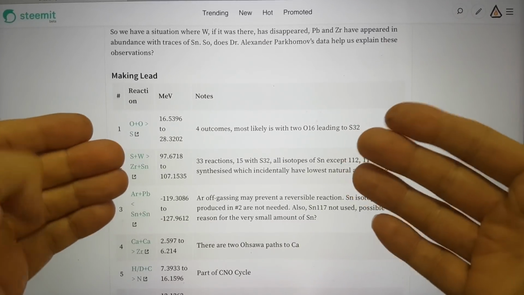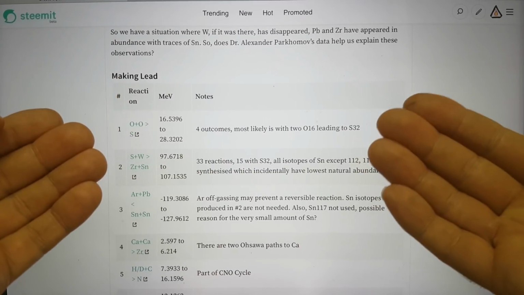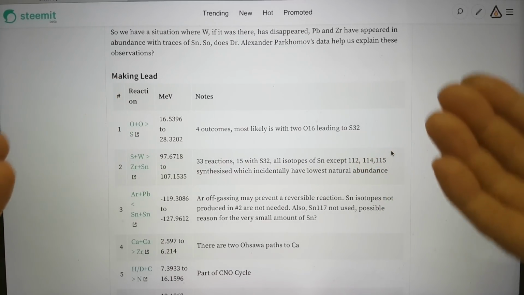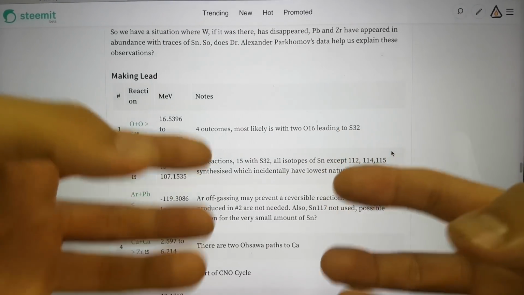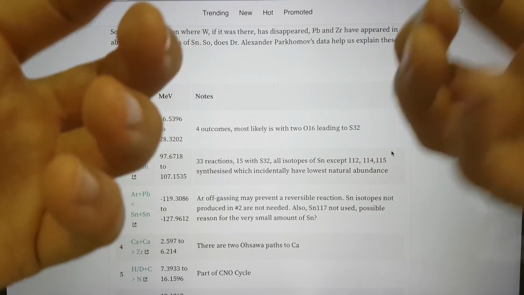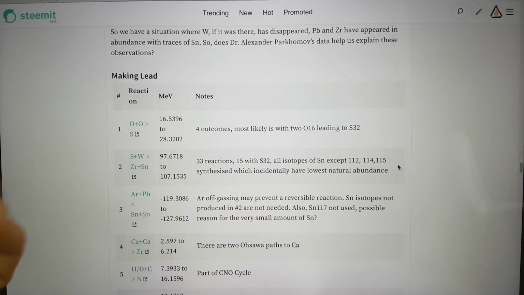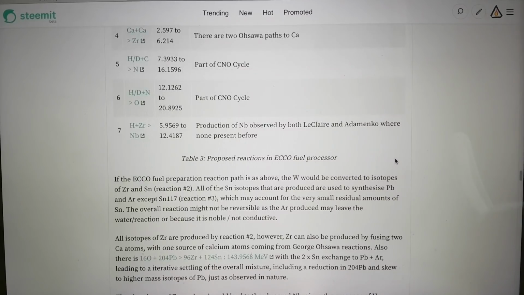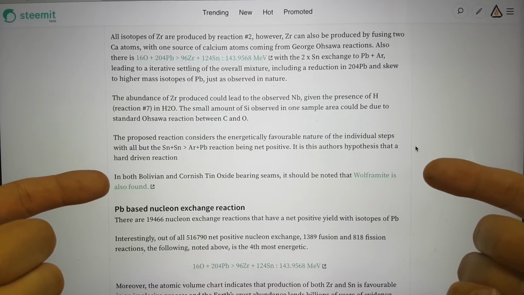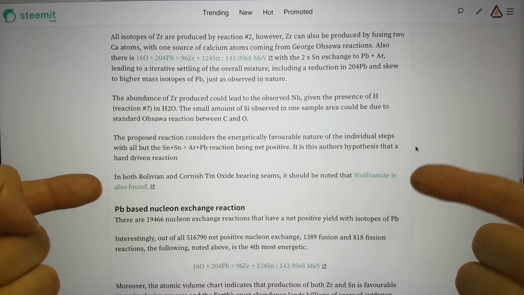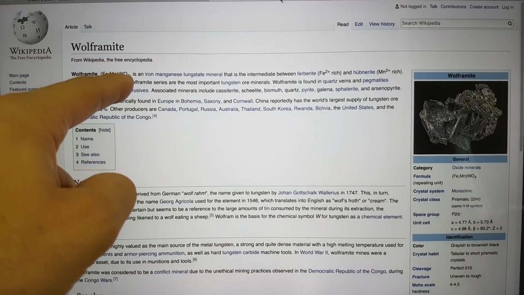So what you're actually looking at here is kind of almost a nuclear battery, in that it's actually able to store energy into heavier nucleons, and then the actual active agent that does this is also able to release that energy potentially at a later time. So I'd like to say here that in both Bolivian and Cornish tin oxide seams, it should be noted that wolframite is also found, and wolframite contains tungsten, wolfram.